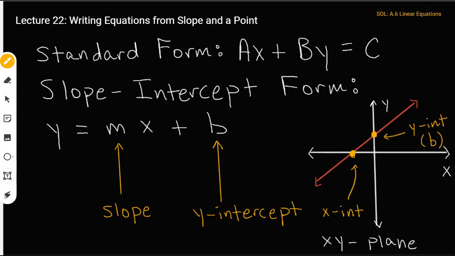Okay. So on the next slide, what we're going to do is we're going to try a few practice problems from the notes, and I'll show you how to do those. They're actually really simple.